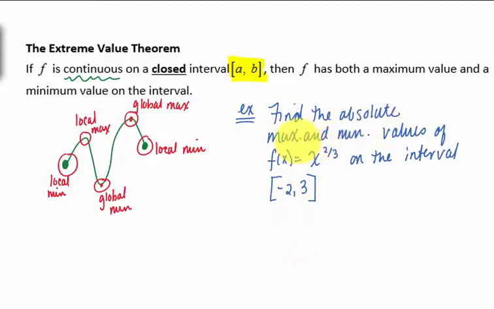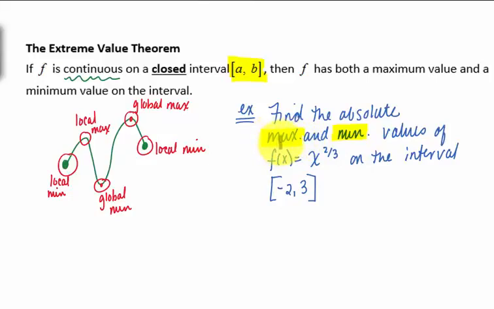Let's find the absolute maximum and minimum values of the function f of x equals x to the 2/3 power on the interval from -2 to 3. Before we actually find the absolute max and min, we want to determine if it has a max and min, or if it has to have a max and min.